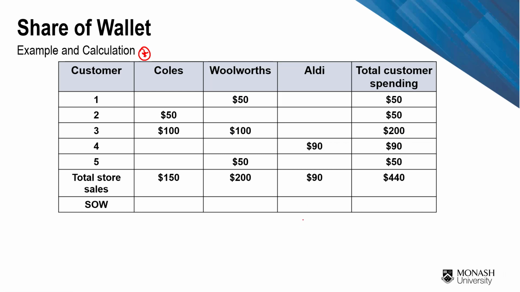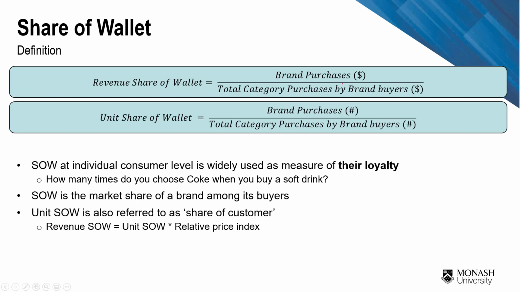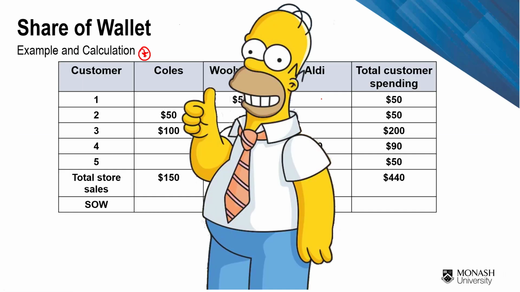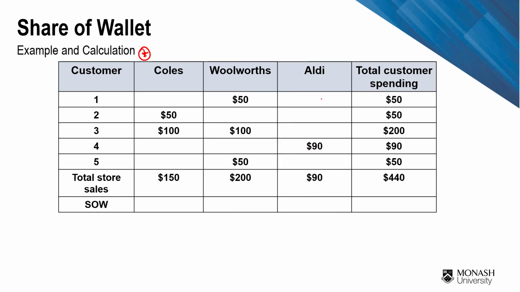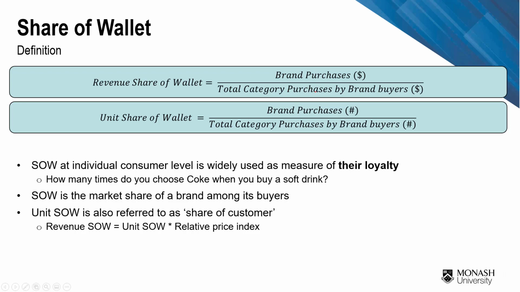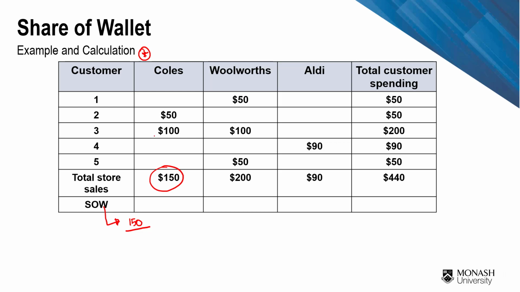So what is the share of wallet here? As we can see from the previous formula, it's how much of the brand purchases, divided by the total category purchases by brand buyers. So how much is that? You have 150 as your total store sales for Kohl's, divided by the total category purchases by brand buyers. Only customer 2 and customer 3 shop at Kohl's, and these customers are spending $250.